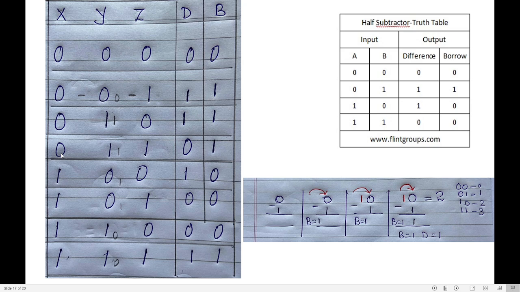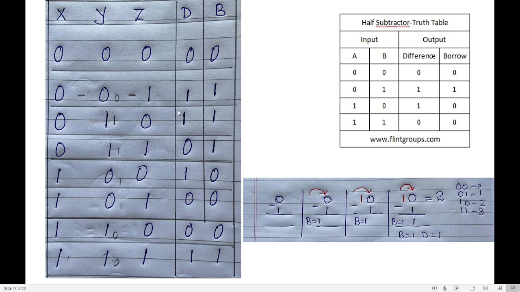Now go to the next one. 0 minus 1. Again 0 minus 1 is difference 1, borrow 1. So write difference 1. Write the intermediate result 1. So 1 minus 1. What is 1 minus 1? Difference is 0. So write 0. So fill the whole truth table using this subtraction truth table.